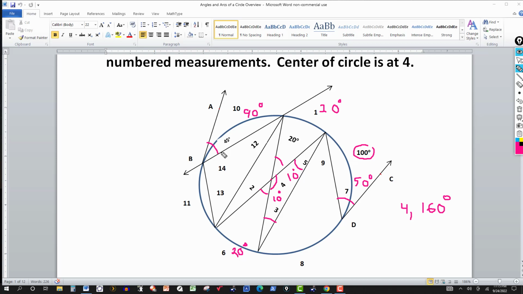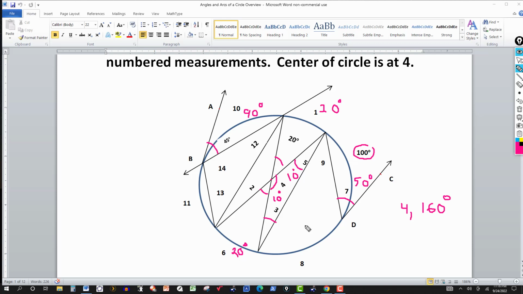This angle here is half the measurement of the arc. And going the other way, the measurement of the arc is twice whatever this angle is. So 2 times 45 is 90. So angle 10 has a measure of 90 degrees.